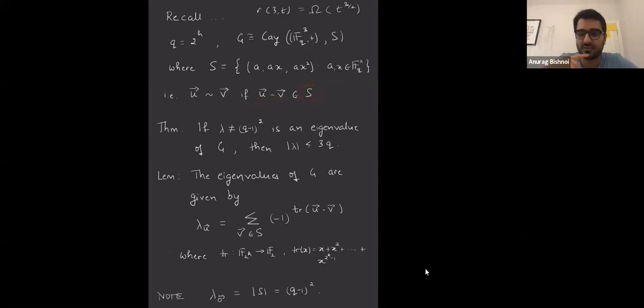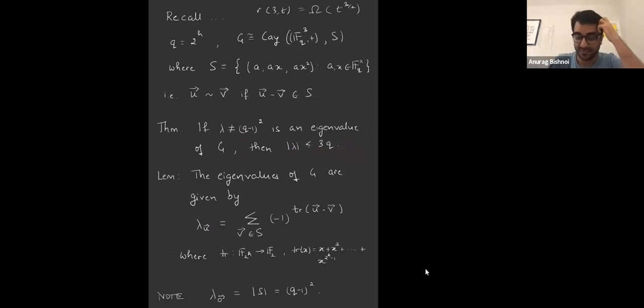And what we wanted to show was that if you have an eigenvalue of this graph which is not the largest eigenvalue, so the eigenvalue corresponding to the size of S, so (q minus 1) squared is the size of S, the generating set. This is the degree of the graph, the regularity of the graph. So if you take any other eigenvalue, then we wanted to show that it is bounded from above by a linear function in q, in fact 3 times q here. If you notice, this is roughly the square root of the degree, right? That's what we want to show.